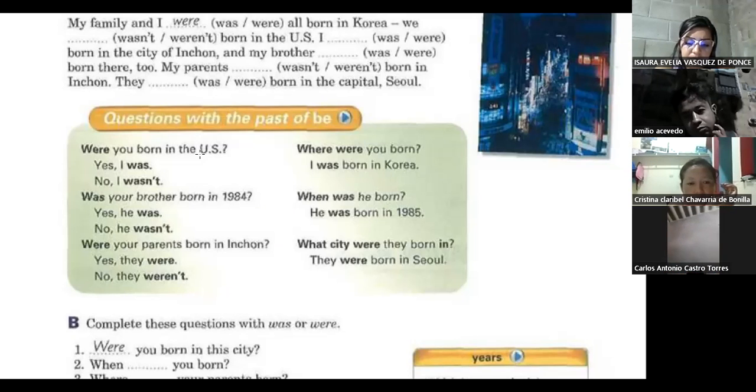Where were you born in San Miguel? Aquí no vamos a hacer dos where, es solo un were, miren. Were you born in the US? Were you born in San Miguel? Yes, I was. Well, no, I wasn't. Ajá. For example, my answer will be no, I wasn't. Okay. A ver, was your brother born in 1984? No, he wasn't. Okay. Were your parents born in Ahuachapan? No, they weren't. All right.